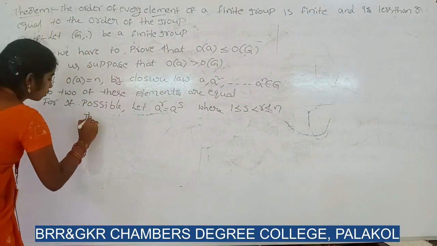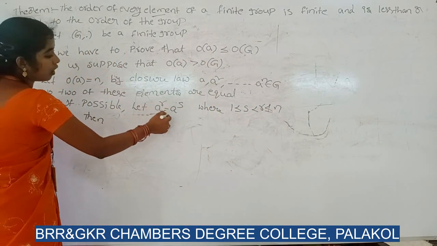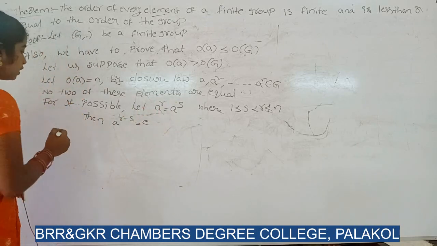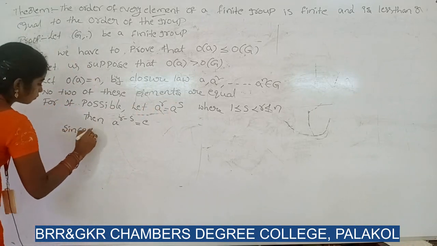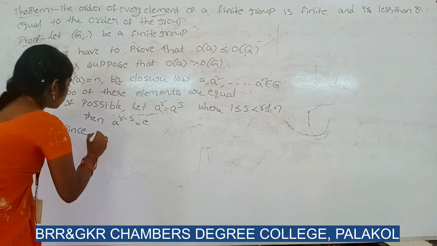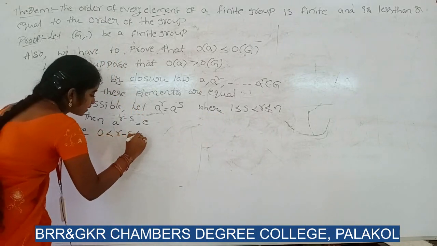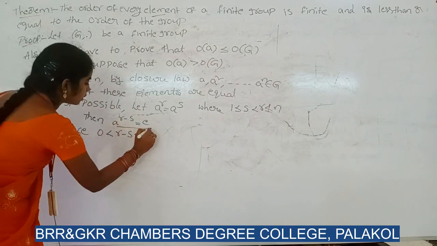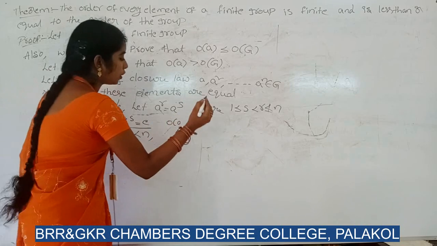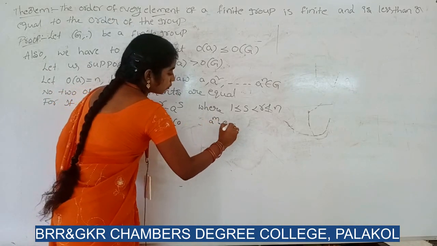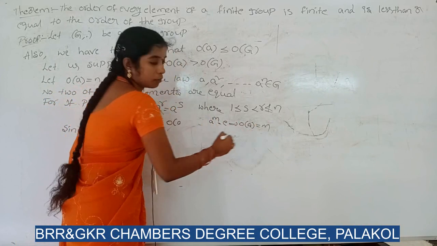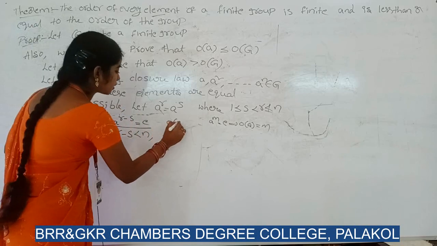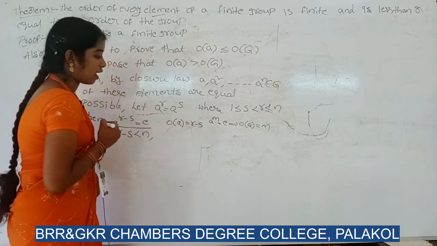Then we already know that a power r equals a power s, so a power r minus s equals e. Since it can be written as 0 less than r minus s less than n, and a power m equal to e means the order of a equals m, here the order of a equals r minus s.